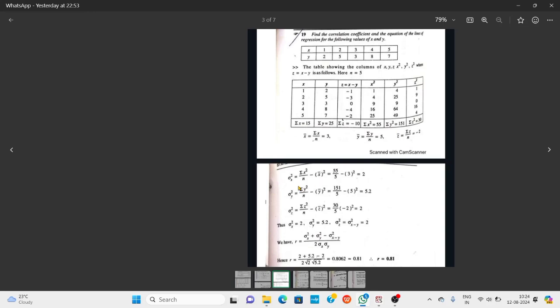To find sigma square x, it is equal to summation of x square by n minus square of mean of x. We'll find sigma square y is equal to summation of y square divided by n minus square of mean of y. We'll find sigma square z is equal to summation of z square by n minus square of mean of z. We'll substitute these values in r is equal to (sigma square x plus sigma square y minus sigma square z) divided by 2 sigma x sigma y. We'll get r is equal to 0.81.